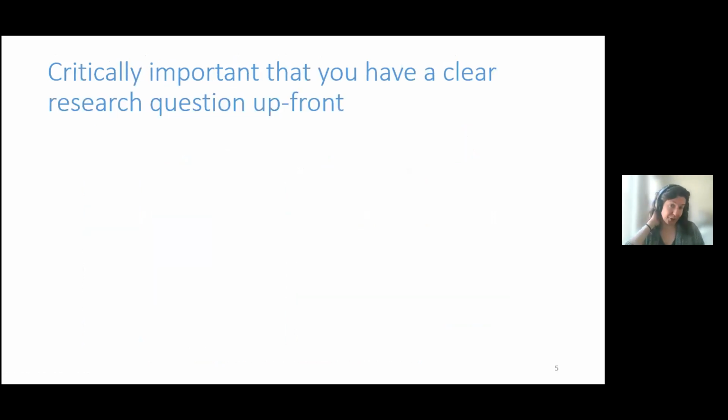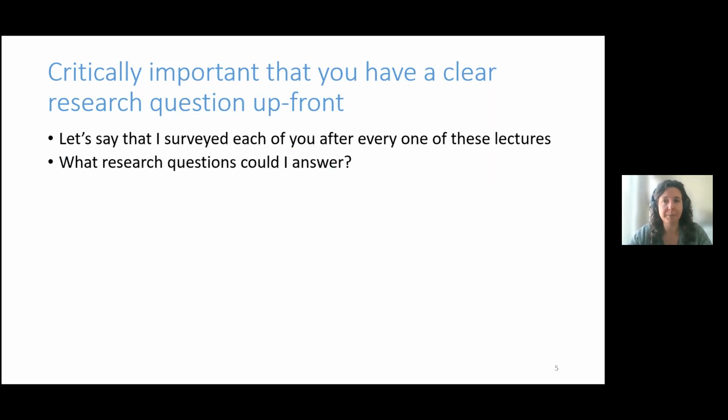Okay, so the first thing that I want to say about our conversation today, as you're thinking about analysis, is that I am a big stickler on this: I think the most important thing is that you have clear research questions up front. And everything else basically flows from this.